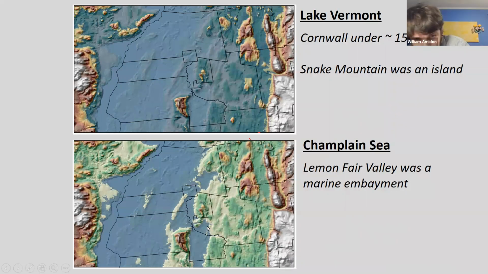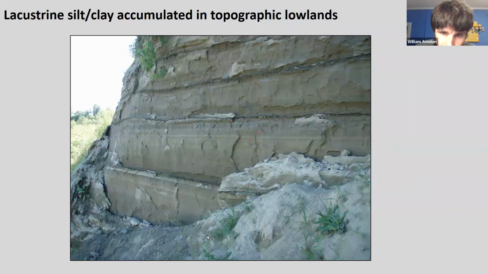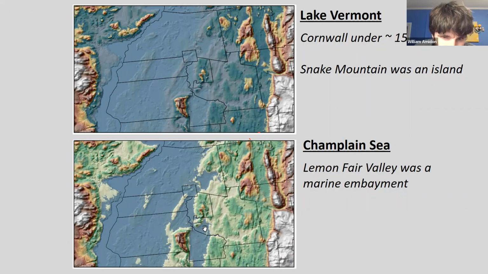And what's fascinating is the Lemon Fair Valley actually became a marine embayment. If you look at Snake Mountain right here, this is the Lemon Fair Valley right here. This is Weybridge. I wish I had a better rendering for you, but this little embayment actually extended south into the Lemon Fair Valley. So where some of us are sitting right now on West Street, we would have literally been on the shoreline of this marine embayment. And I'll show you some examples in a second.